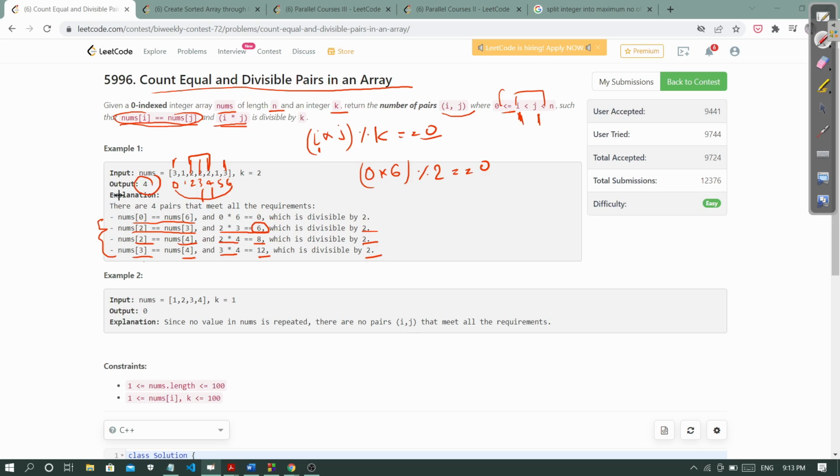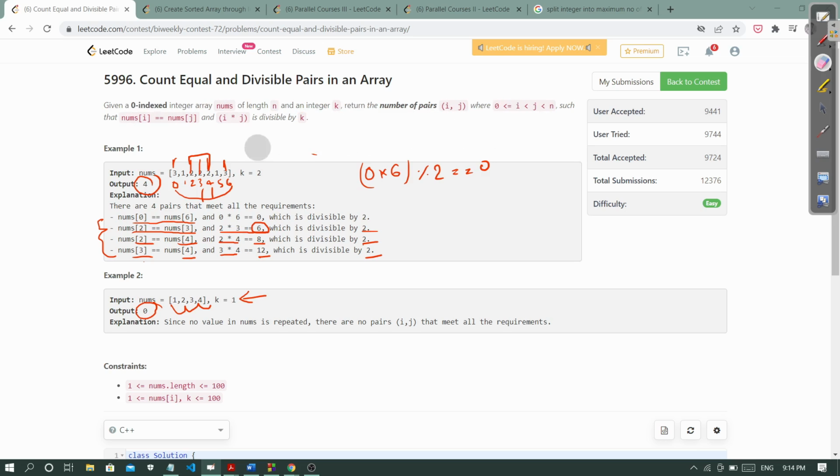If I consider the second example, none of the elements are equal. If none of the elements are equal, then simply return 0, because our first condition is that both elements in the pair are equal, and also the product of the indexes of both elements is divisible by k. Okay, so let's see the approach of this problem.